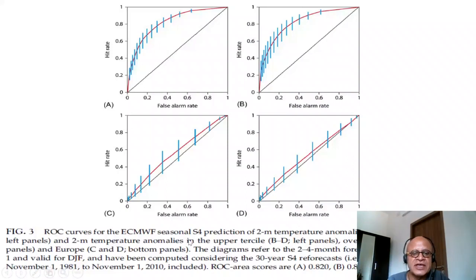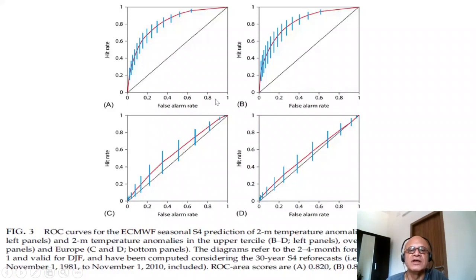Okay, so here again, this is confirming what we saw before, that the tropics have higher skill than for Europe for the 2 meter temperature forecast at 2 to 4 month lead times. So the ROC area in A and C are 0.820 in both cases, and 0.570 and 0.540 here. And you can see that this is above, this is below, but it doesn't matter.